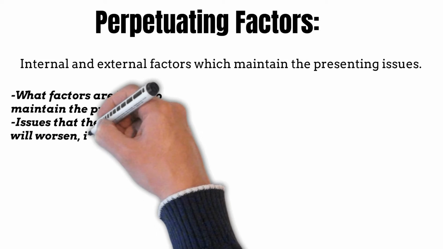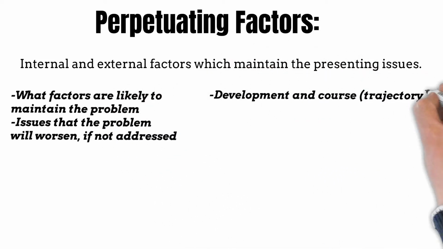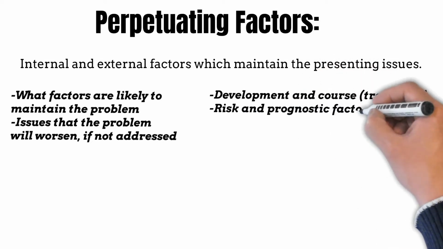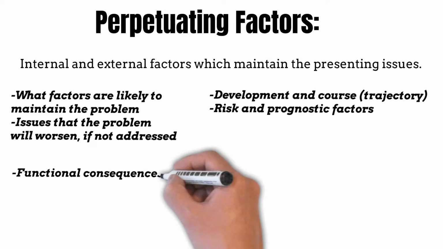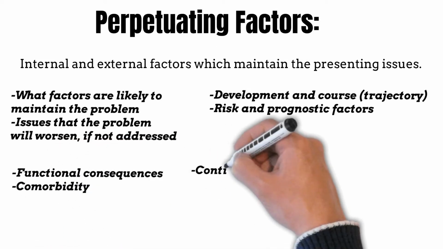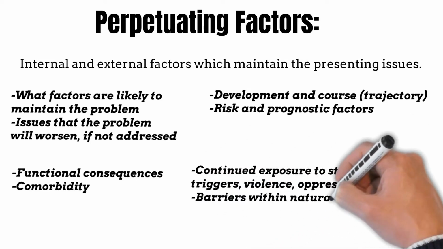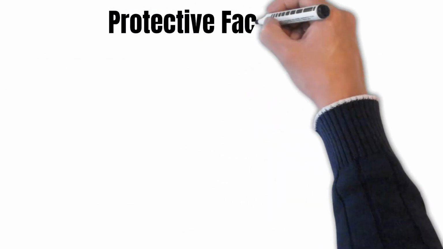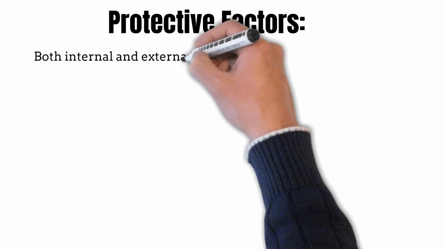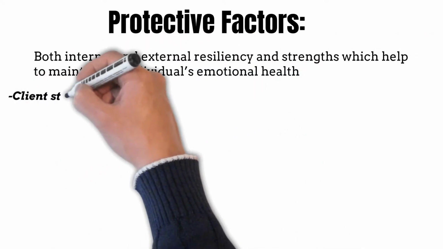Issues that the problem will worsen if not addressed, development and course trajectory, risk and prognostic factors, functional consequences, comorbidity, continued exposure to stressors, triggers, violence, oppression, and barriers within natural support network. Protective factors are both internal and external resiliency and strengths which help to maintain an individual's emotional health.